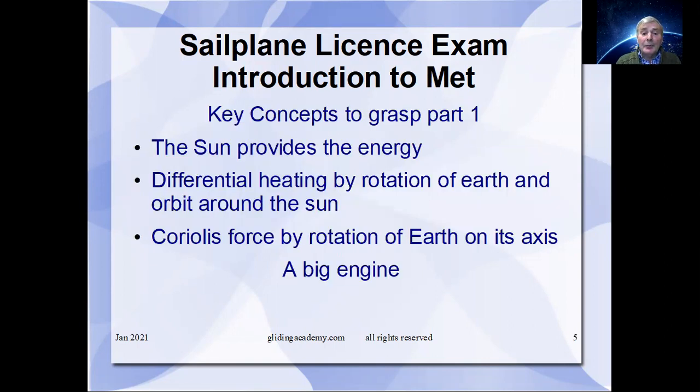So key concepts: the sun provides the energy for the entire weather system. Without the sun, we wouldn't have any weather at all. Differential heating by the sun occurs because the Earth is rotating on its axis. It's also orbiting around the sun, and it's tilted on its axis.